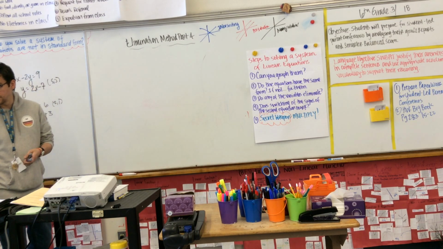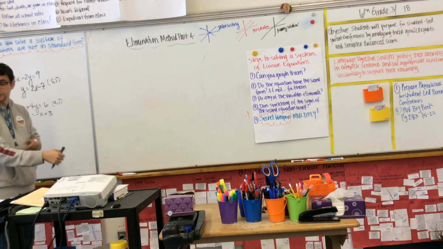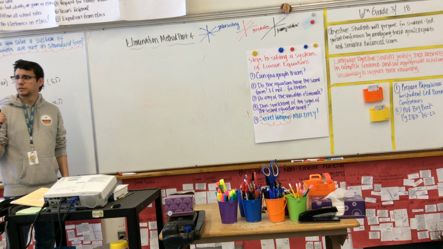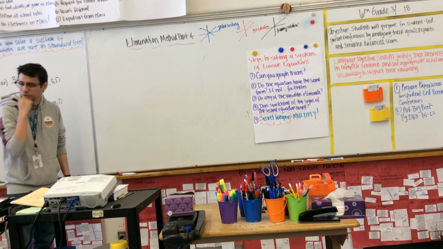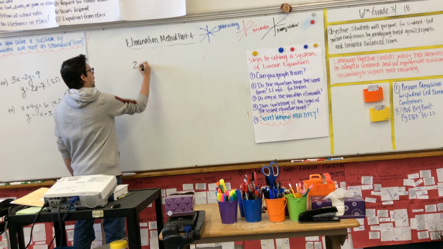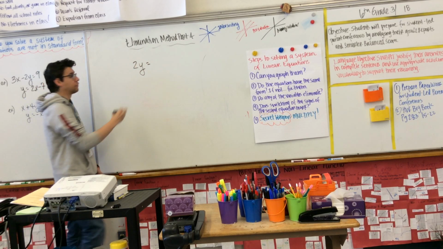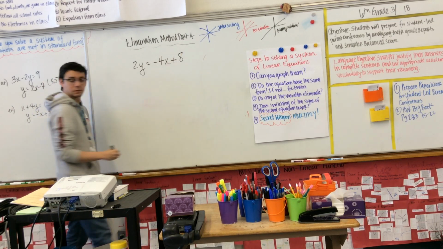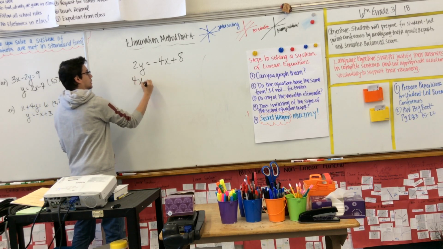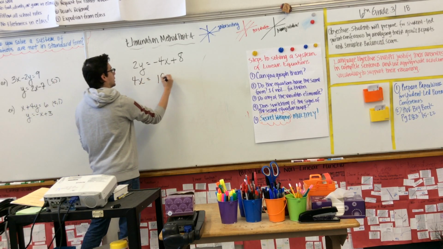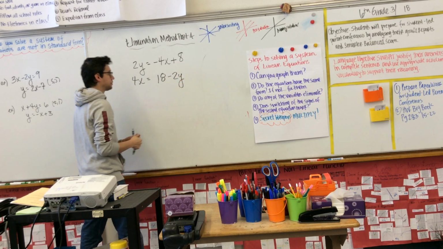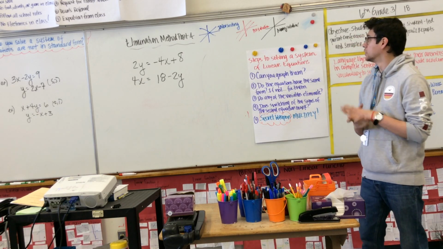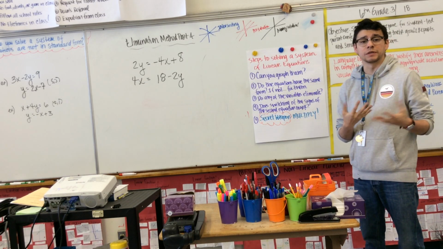Let's go over this piece. Look at this piece right here. Okay, let's give you this one. 2y equals negative 4x plus 8. 4x equals 18 minus 2y. Obviously this looks way different. Super different compared to the other ones we've done so far.